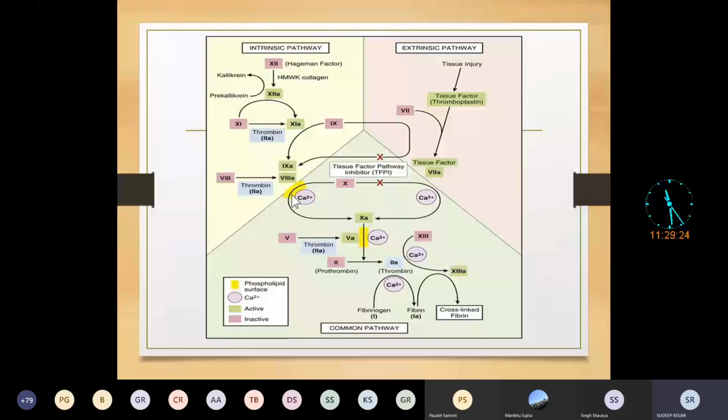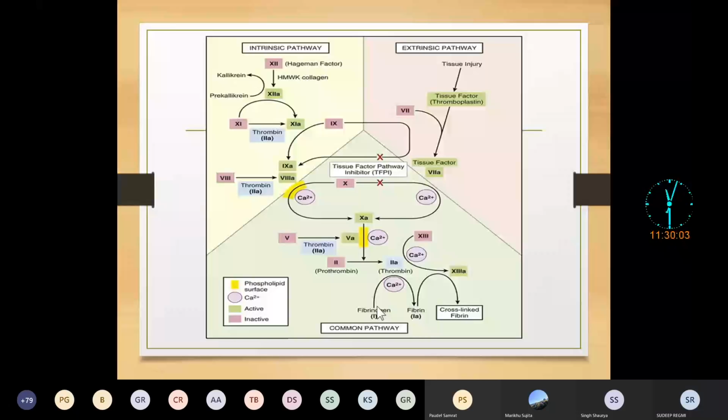Now this is turning into an activated factor. Then again, in the presence of calcium and phospholipid surface, it changes prothrombin into thrombin. This is the common pathway. This thrombin is activating two things at last. One is fibrinogen to fibrin. Fibrinogen is soluble, whereas fibrin is insoluble, which will cross-link the primary hemostatic plug.